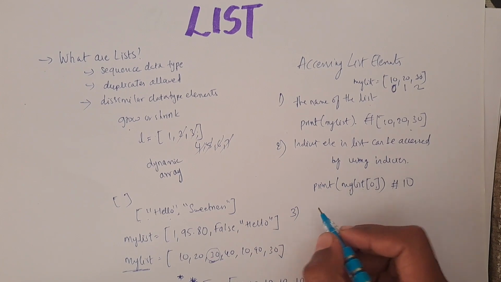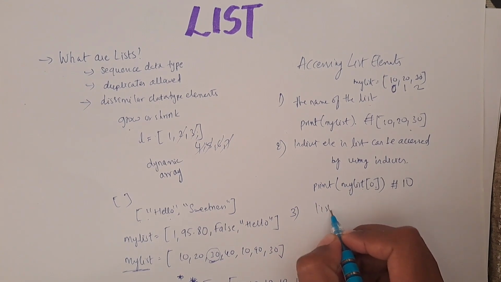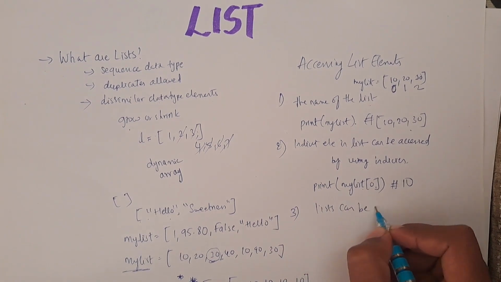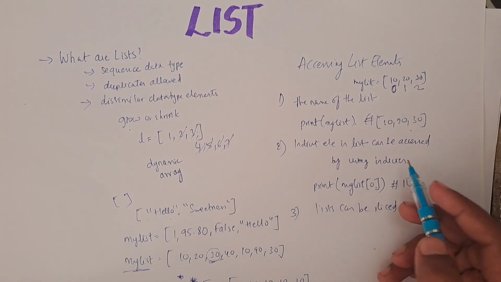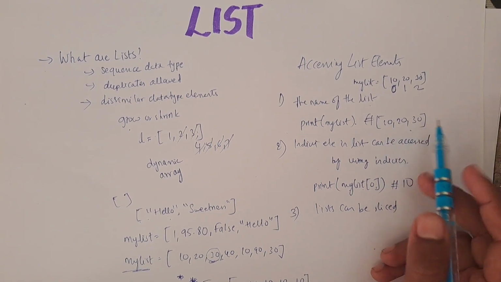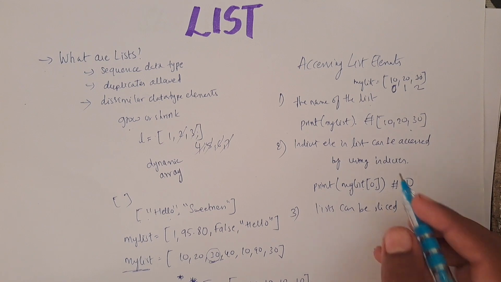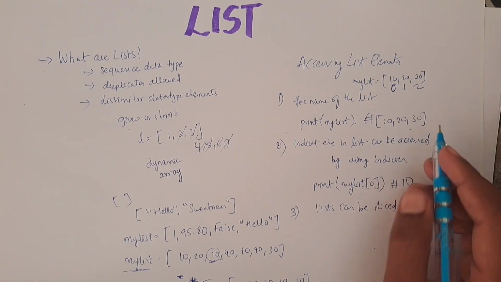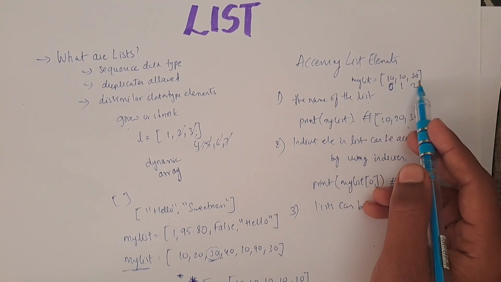Another way is, like strings, lists can also be sliced. Sliced means you can obtain any portion of the list. That means you can obtain a sub part of the list. For example, you have this as a list.